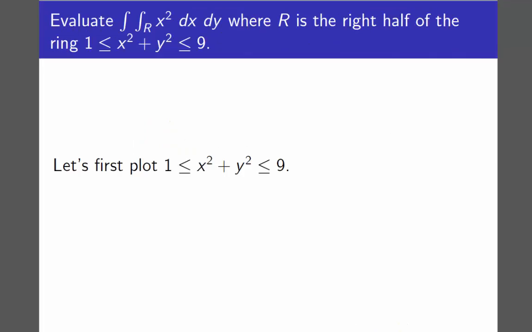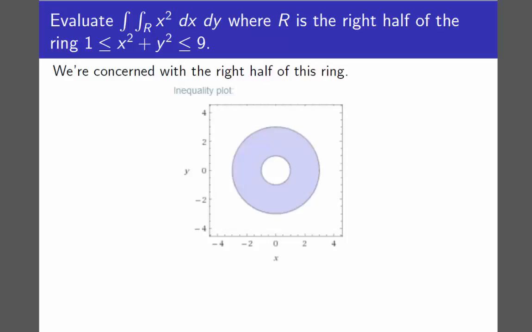We can begin by plotting what this ring will look like. So the ring as a whole looks like what is pictured, but we're only concerned with the right half of the ring.